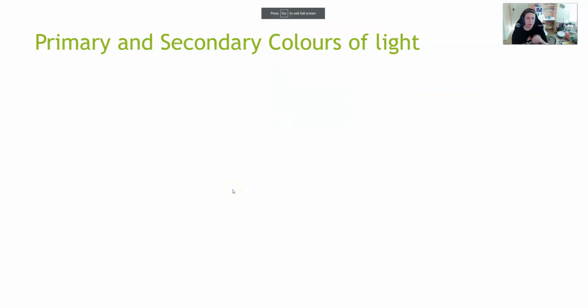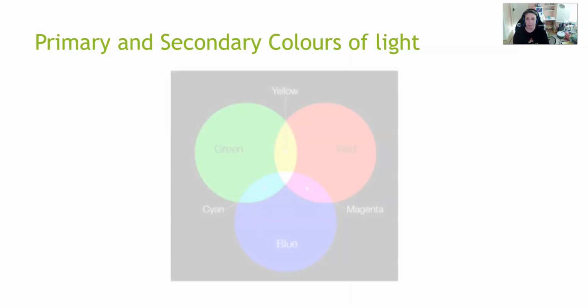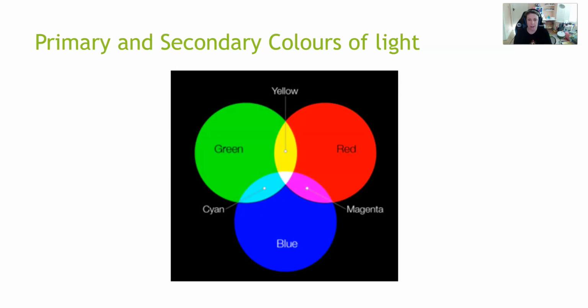The last part I want to talk to you really about today is colours and lenses. So colours, the colours of light, the primary and secondary colours of light are different to the primary and secondary colours of paint. So the primary colours of light are green, red and blue, and I think for paint green is yellow, but for light it's different. So if you mix green and red light you get yellow.